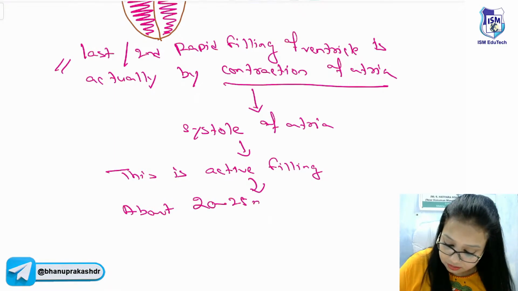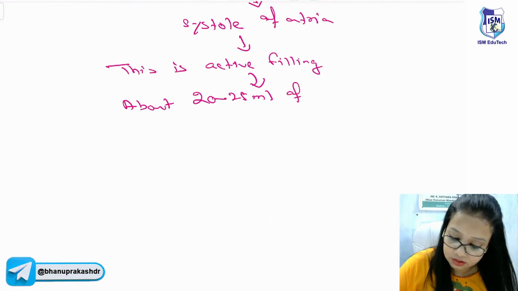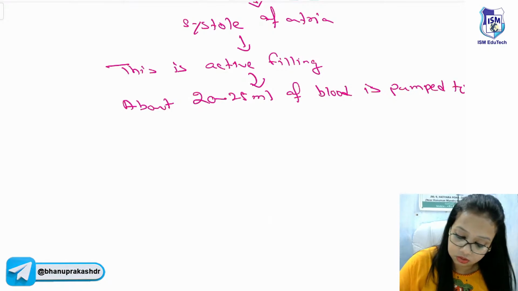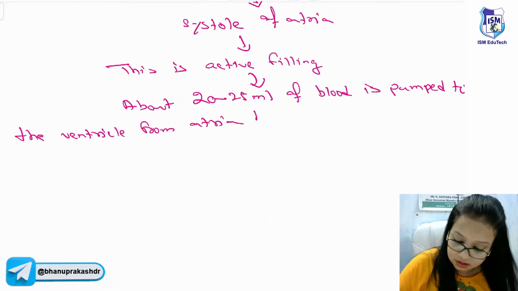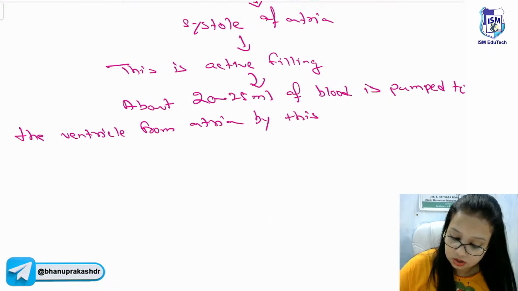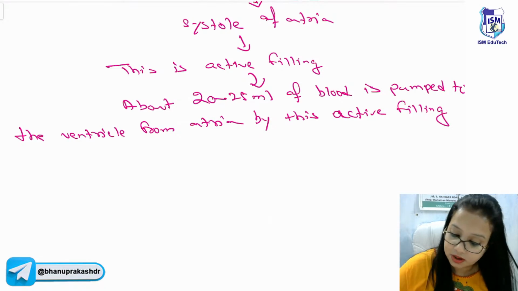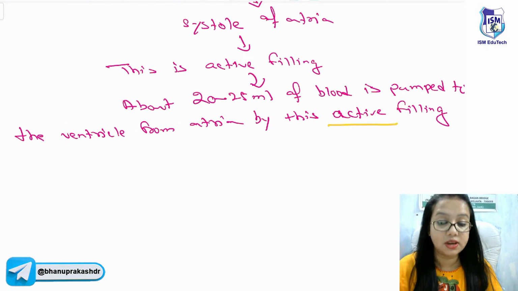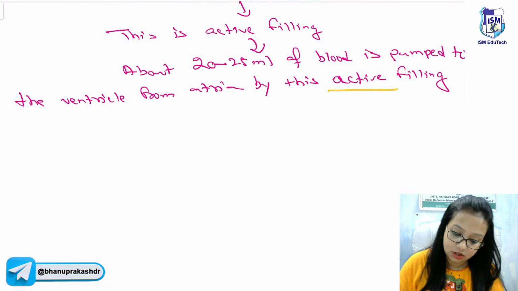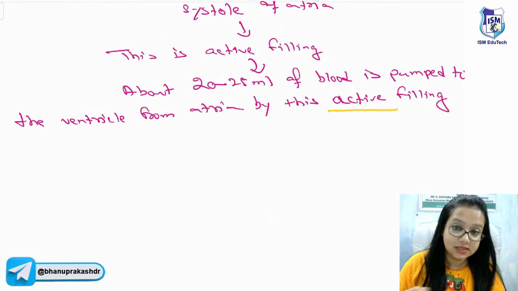20 to 25 ml of blood is pumped to the ventricle from atria by this active filling. Okay, so here passively about 100 to 110 and actively almost around another 20 to 25 ml is being pumped into the ventricle. So here this filling has happened in two stages.